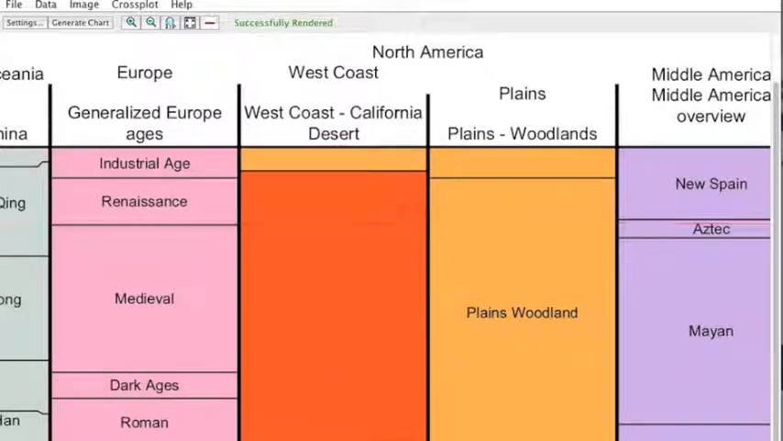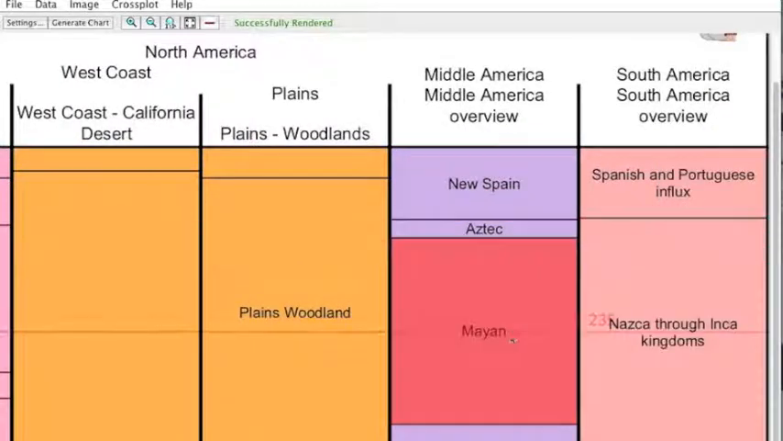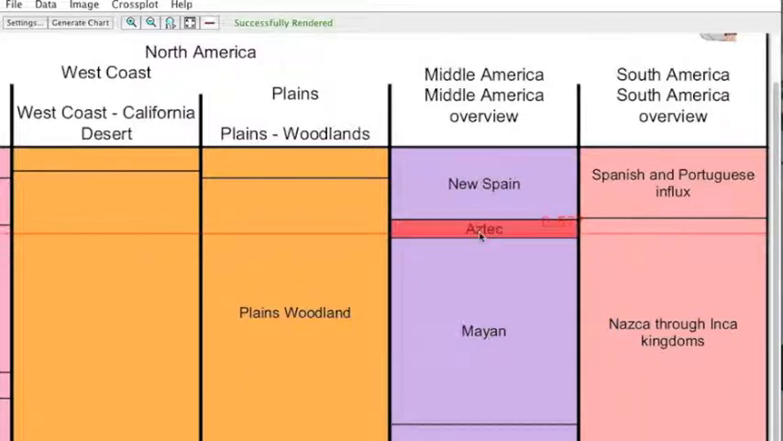As you can see, in California there was nothing essentially, and in the plains and woodlands. It was the plains and woodlands, and this is Middle America. There was a Mayan tribe, and then the Aztec period.